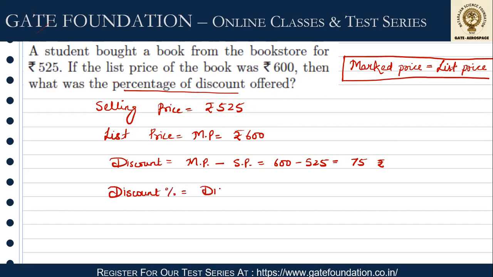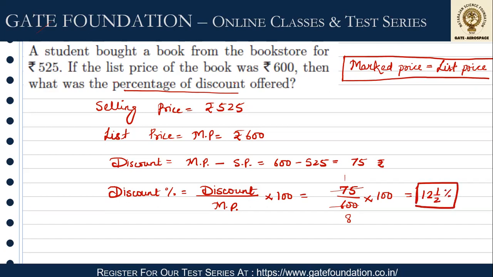This will be discount upon, see this, ये जो चीज है ना, ये हमेशा मार्क प्राइस के रेफरेंस में कैलकुलेट की जाती है. I told you this is always calculated with respect to the mark price. So discount is 75 and mark price is your 600. So this will be 1 by 8. I can simply calculate 8. So this will be 100 by 8 or 12.5. So 12 1 by 2 percentage. This is going to be your final answer.